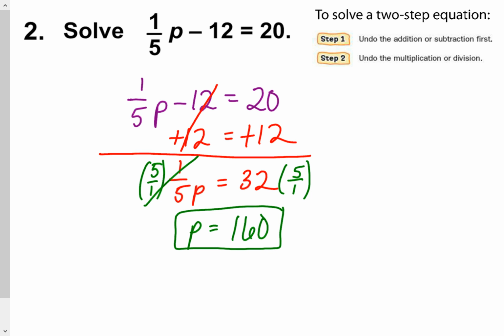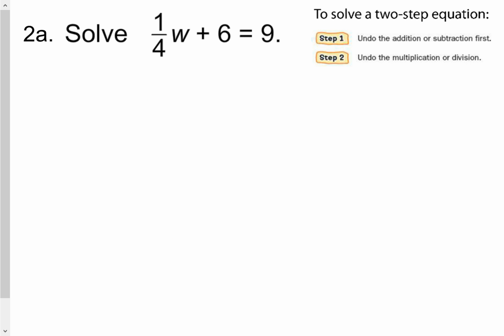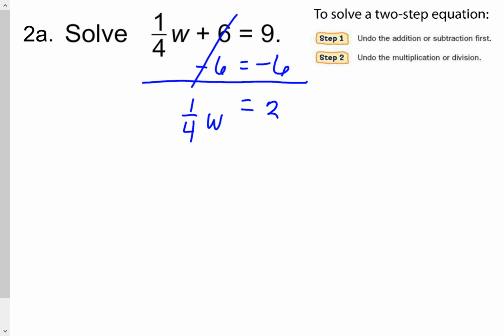Okay? All right, so here's another example that I'm going to throw at you. We have 1/4 times w plus 6 equals 9. So let's undo our addition or subtraction of our constant. So we have a plus 6. Let's subtract 6 to both sides of the equation. Okay, again, lining up my equal signs. Plus 6 minus 6 cancels out to 0. So I'm left with 1/4 w, and then 9 minus 6 is 3.